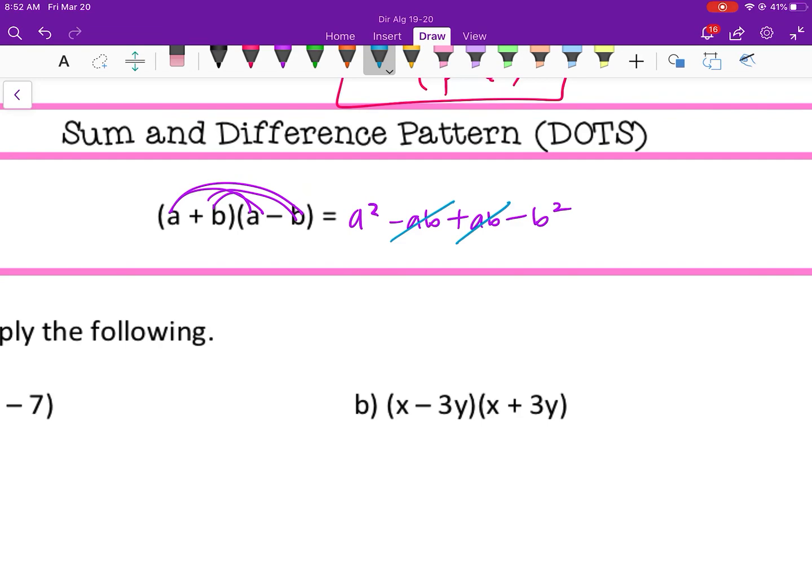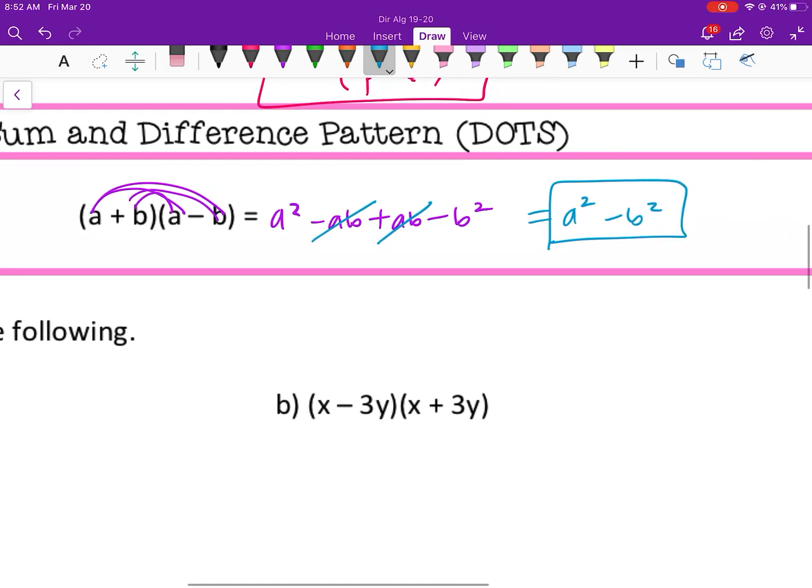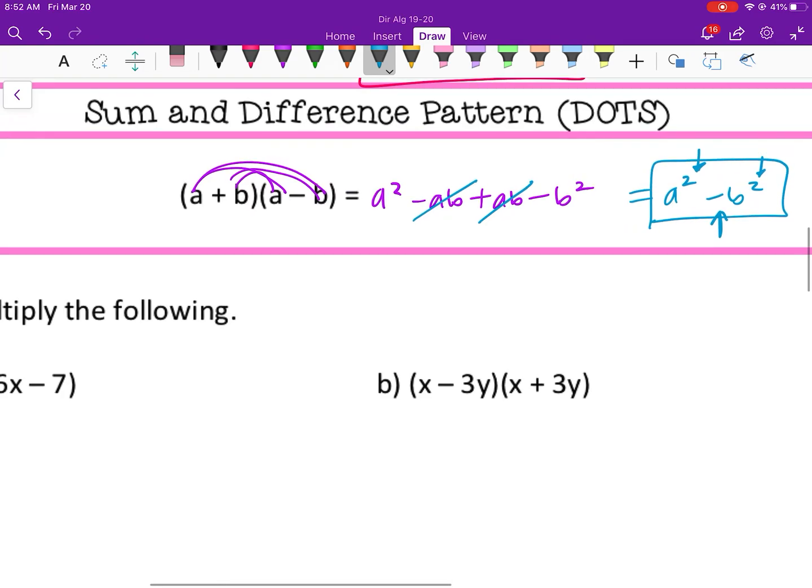Now, what do you notice ends up happening? Your outside and insides cancel. So you are just left with a squared minus b squared. That's why we call it dots. Difference, subtraction, of two squares. They both have something squared.